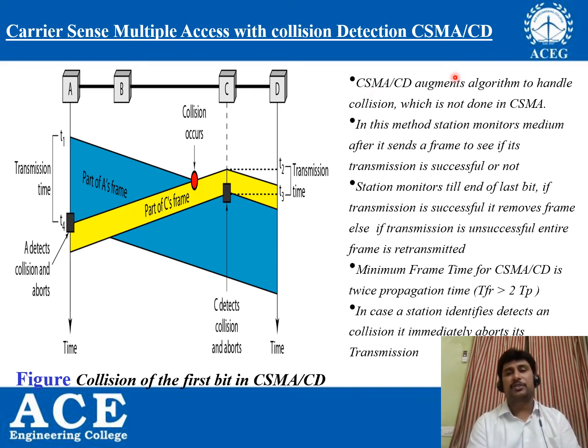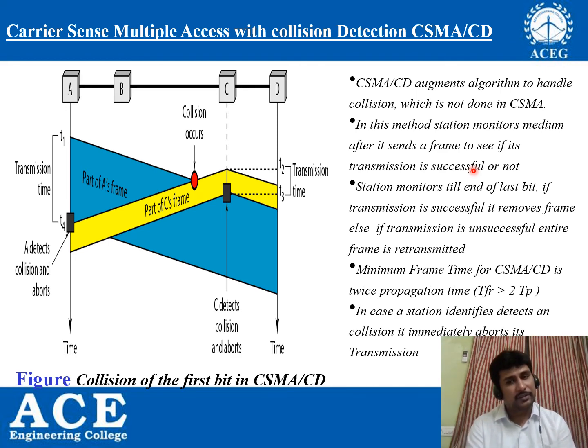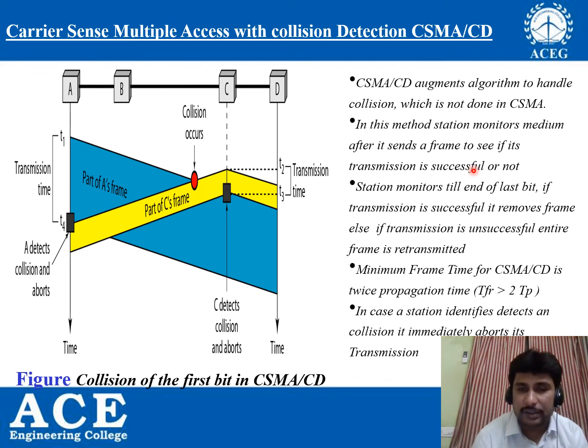The additional feature you can find here is, after a frame has been transmitted, the station monitors whether there is any collision or not. In case a collision is identified, it aborts the transmission and tries to retransmit the entire frame. So this is how carrier sense multiple access with collision detection is different from carrier sense multiple access. And here the minimum frame time which is used is twice the propagation time.